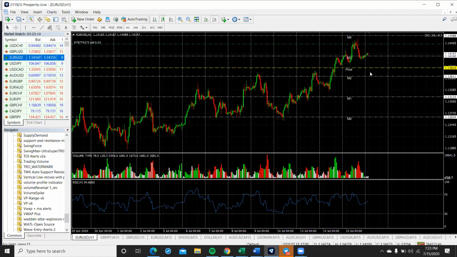As far as an exit signal, we're either going to be looking to get the 50 pips, or if the RSI goes down beneath the 30, that's going to be a sign that we may want to go ahead and get out of this trade.